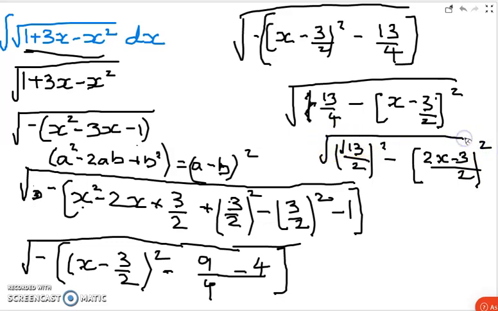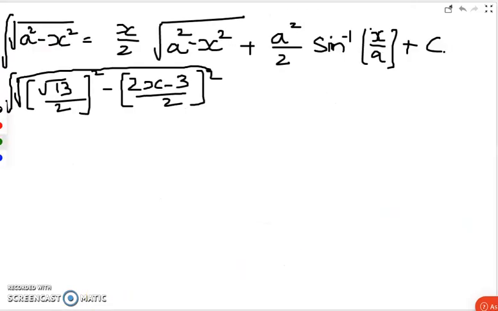Now we have got the formula. What is the formula? That is under root a square minus x square. I will write the formula on the next page. Here I have written the formula. The integration of under root a square minus x square is equal to x by 2 into under root a square minus x square plus a square by 2 into sine inverse x by a plus c. This is the big formula.